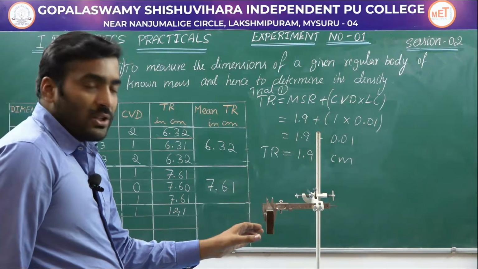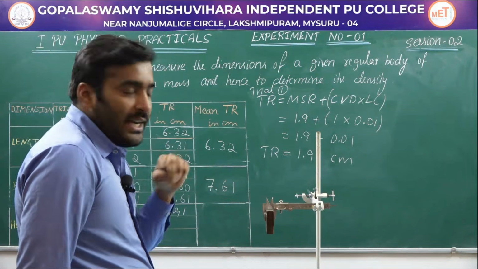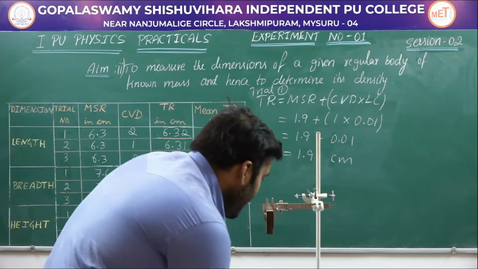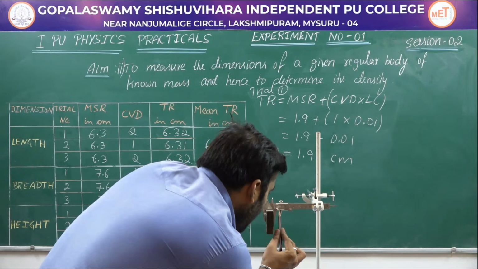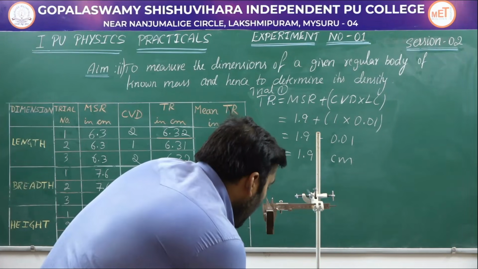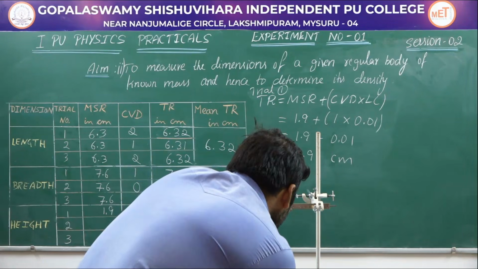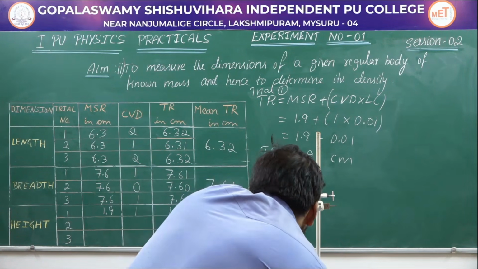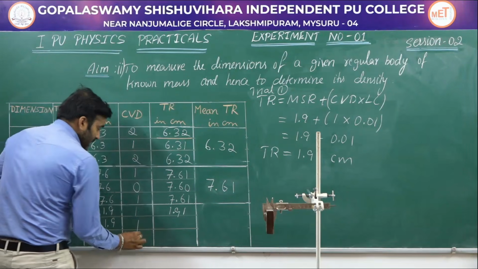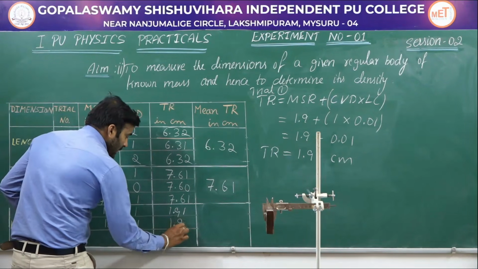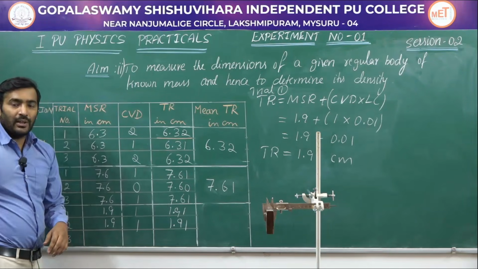Now, I have slightly changed the position along the height. Let us find out the main scale reading and CVD here. Again, the zero division is in between 1.9 and 2. Therefore, 1.9 centimeter is the main scale reading and the CVD is 1. The total reading will be 1.91 centimeter.